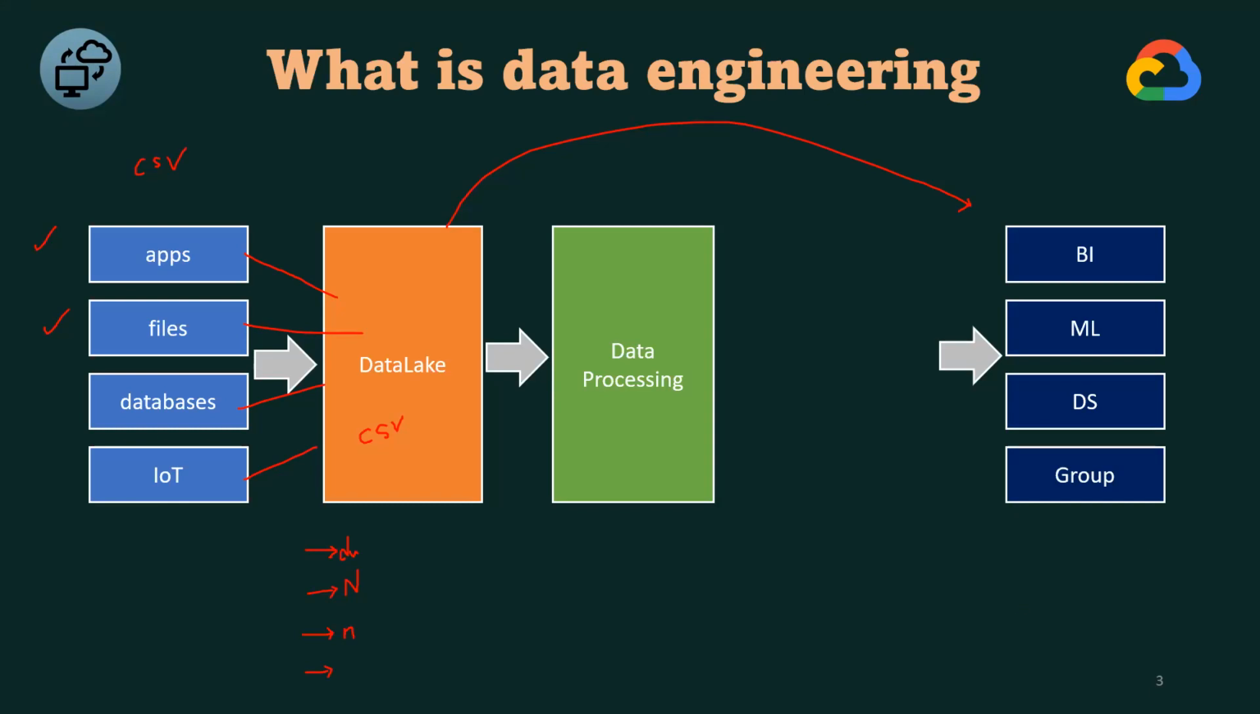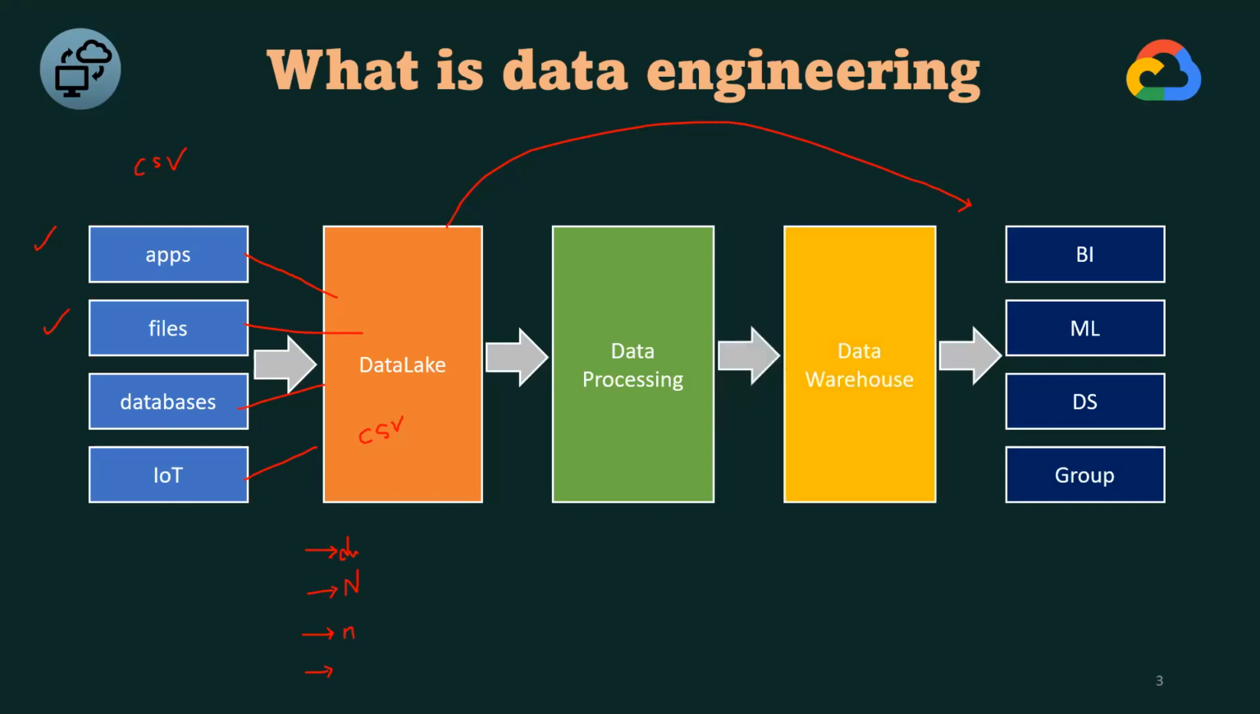Most of the time we are going to store the data in data warehouses. A warehouse is a location where we store the entire enterprise data in a single location, most of the time in a tabular format. Data warehouses come with a built-in query engine which is capable of running SQL queries. With the help of SQL, we are going to do the analysis. Those analysis reports will be useful for BI, machine learning, DS, and business groups.